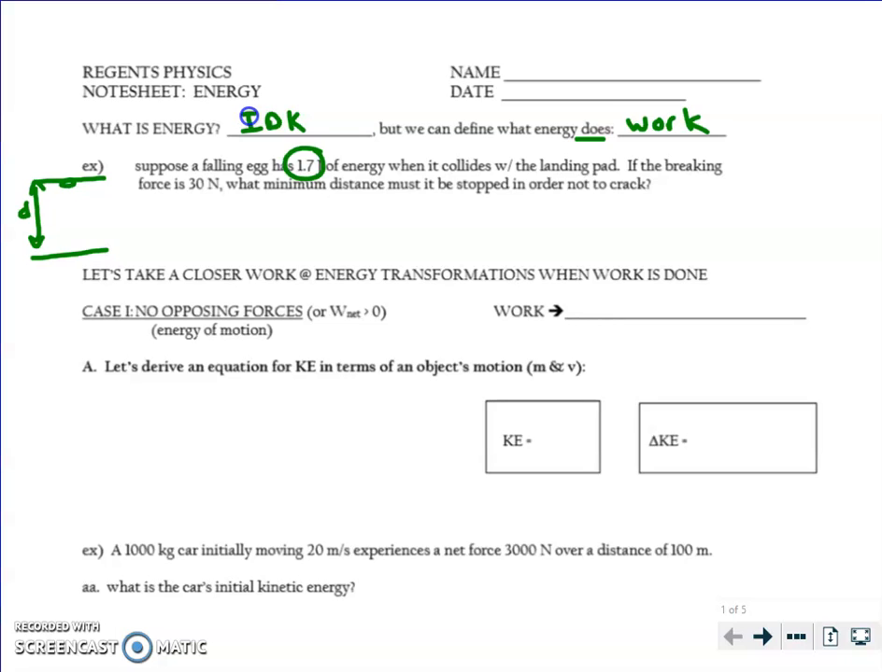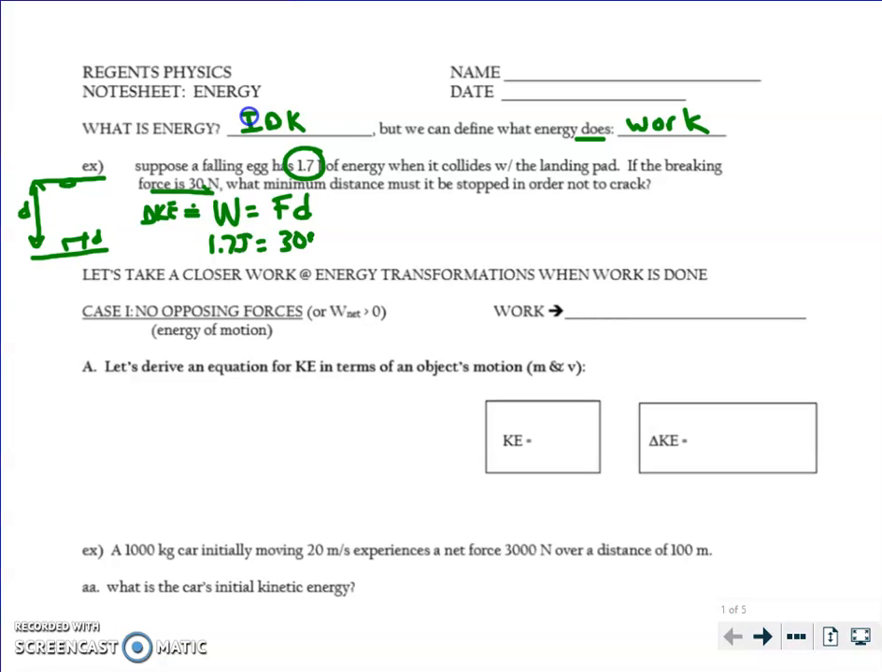And we know that we don't want the egg to feel any more than 30 newtons of force, so we can ask ourselves, what minimum distance, in other words, when I put a landing pad there, what distance does this have to be such that when it stops the egg, it doesn't give it more than 30 newtons? And what we can say is, well, we know that the energy, when it hits the pad, the energy does work on the pad. Okay, so the type of energy, you don't need to know it here, but it's kinetic energy, goes to work. And that work is equal to the force the egg felt multiplied by the distance over which the egg falls.